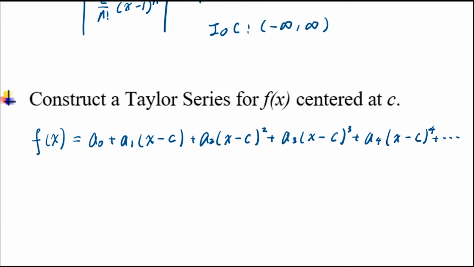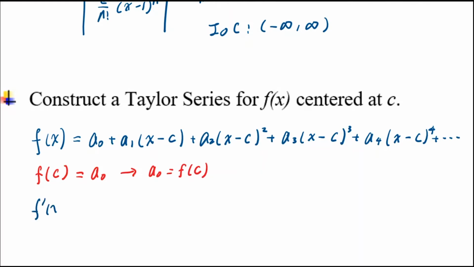So we plug in, wrong color. Change the color. Okay, now I change the color. Okay, so that's just A naught and everything else dies. So A naught is equal to f of c. It's the center. And then we do it again.